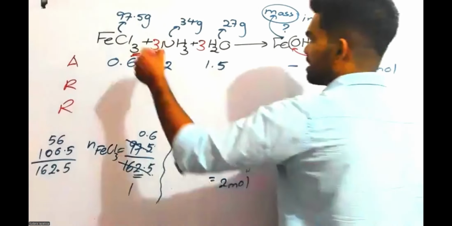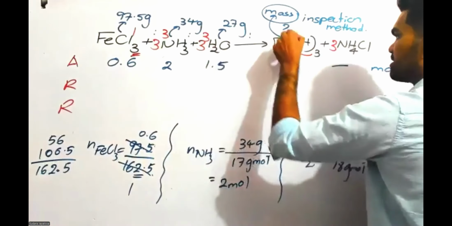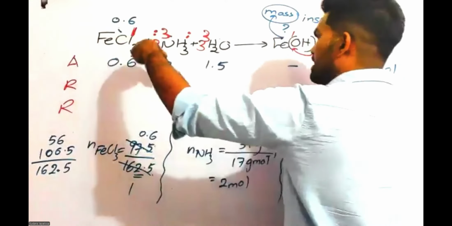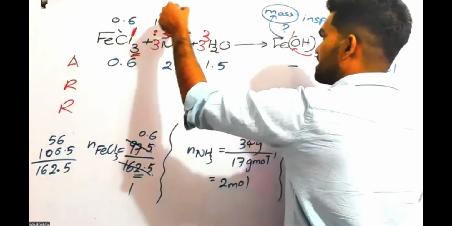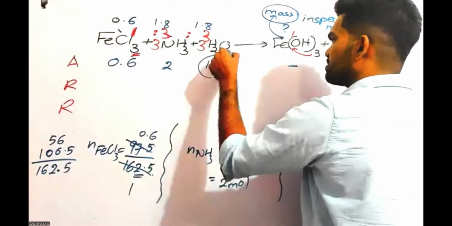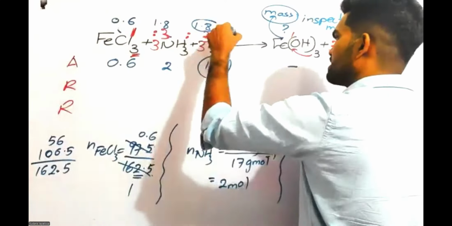So the ratios are 1 is to 3 is to 3 is to 1. 1 mole of this one is reacting with 3 moles of ammonia and 3 moles of water. So to react with 0.6, how many moles should you have? 3 times that, 1.8. And 3 times that, 1.8. But you don't have 1.8, do you? So, not enough. You don't have 1.8, see? You only have 1.5. Therefore, that 1.5 will react.